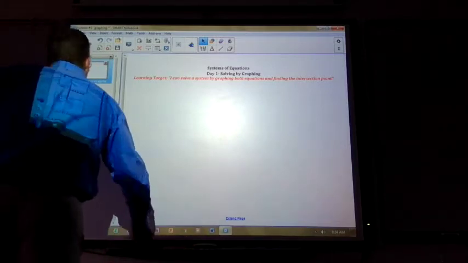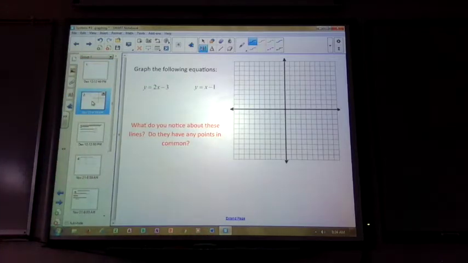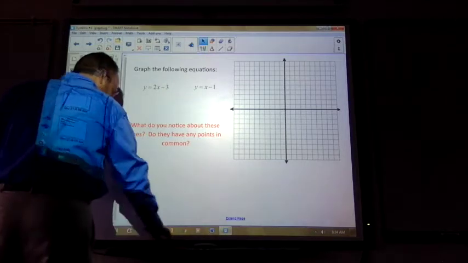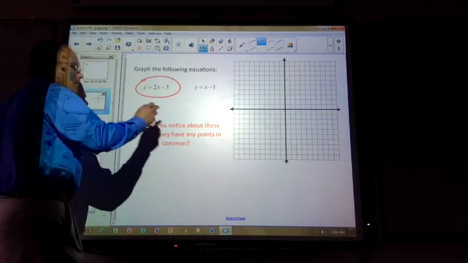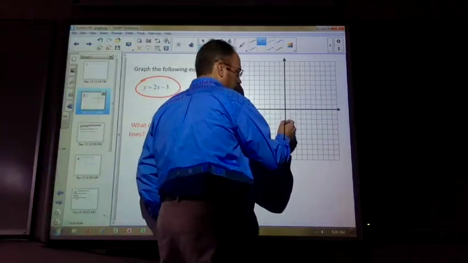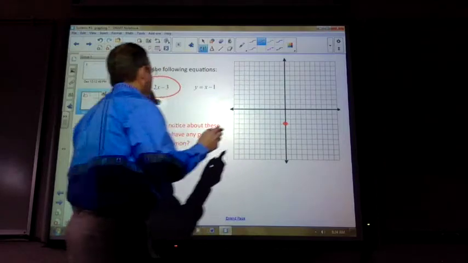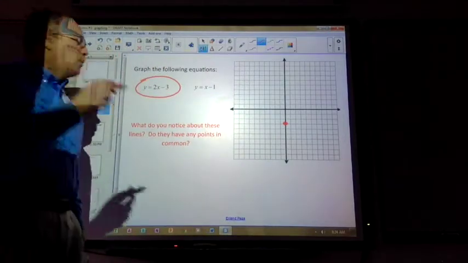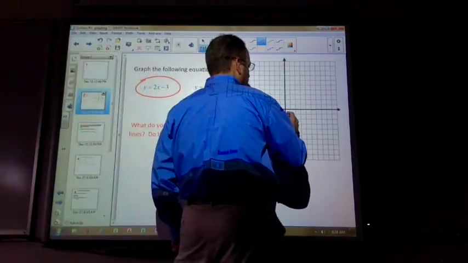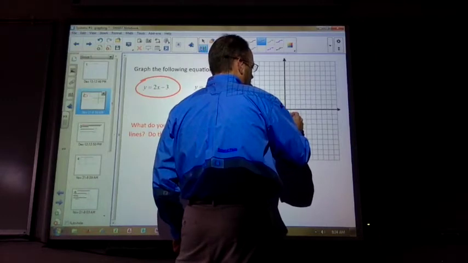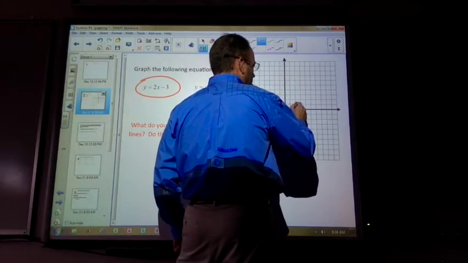So let's go down through these. The first equation is y equals 2x minus 3. What's my y-intercept in this first one? Negative 3. So I'm going to go 1, 2, negative 3. And then my slope from that point, I'm going to go up 1, right 2. Or excuse me, up 2, right 1. And this one just keeps going like this.